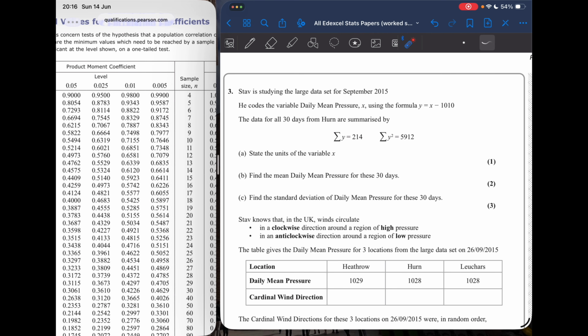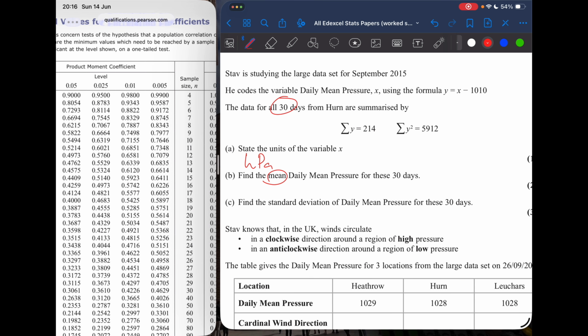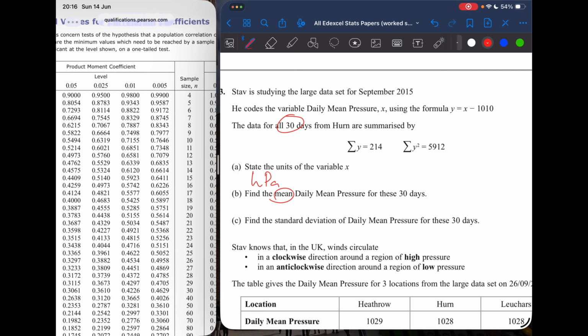Sav is studying the large data set. He's coding the mean daily pressure, so it's taking off 1010. Data for all 30 days are summarized. State the units of the variable x. Well, it's the pressure, so is it hectopascals? Yeah, hPa. That's good. Find the daily mean pressure for these 30 days. So it's the mean. They're calling it y, yeah?